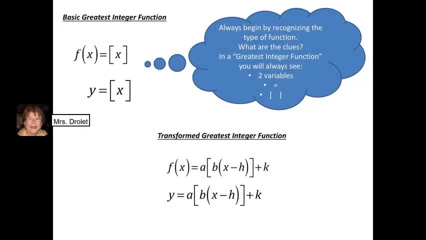A review. First thing you do is recognize that it's a greatest integer function. How do you know that? Square brackets. As soon as you see square brackets, you know that your graph will have steps. Then you've got to determine what the transformed graph will look like. It moves all around the graph, and that is determined by the A, the B, the H, and the K. The last voice thread, you learned about the A and the B. This one you're going to explore the H and the K.